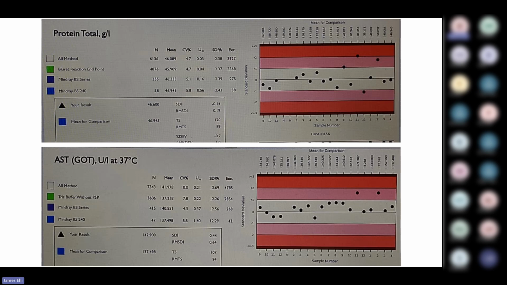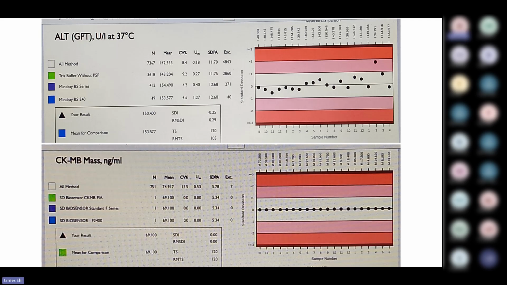The closer you are to the mean, and the closer your points are to each other, is a measure of how accurate and how precise you are. Then ALT is showing the same picture. You see another very good one. Everything here is within 2SD. Up to this point, the precision is excellent, high precision.